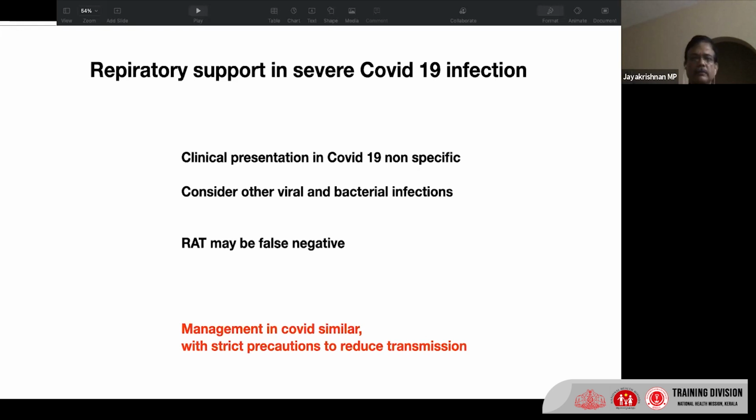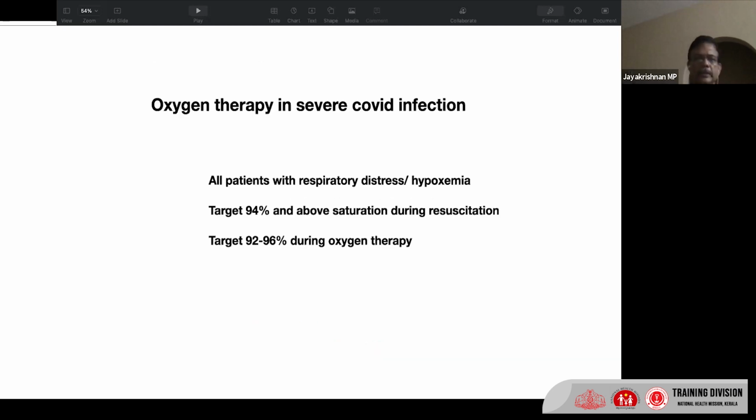But at the same time, you need to think of all other infections also, because there may be other treatable conditions like a bacterial infection. It's very important. And the test that we do, the rapid antigen test, could be false negative also. So it's always better that you take all the precautions to prevent transmission. The management of COVID pneumonia is similar to other infections. The only thing is that you need to follow strict precautions to reduce transmission.